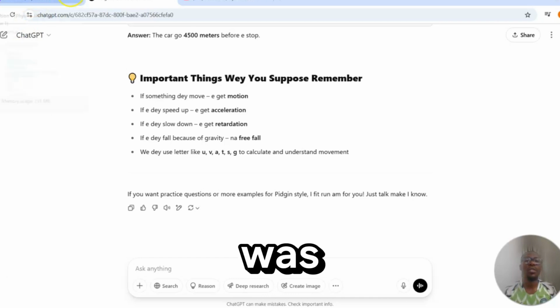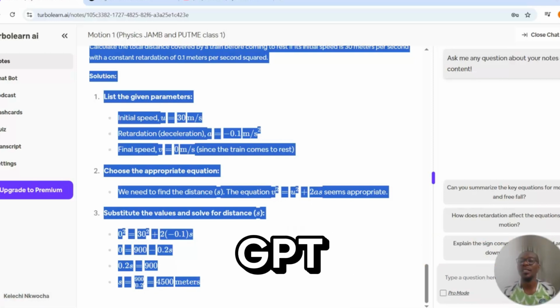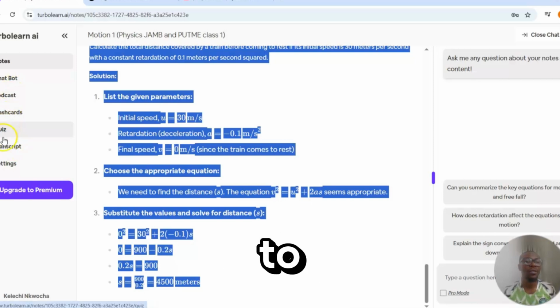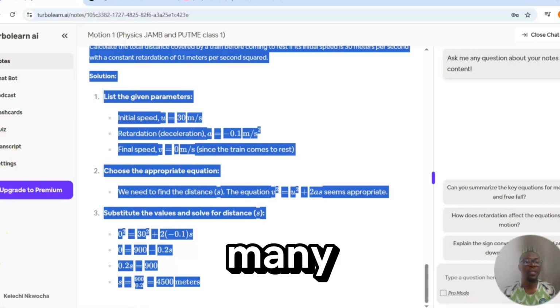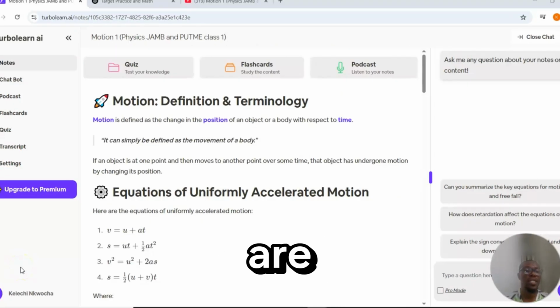Remember, I was here and I took everything to ChatGPT. We are going to look at the podcast, flashcard, quiz, and so many of them like that. Don't forget we are still dealing with how we got here.